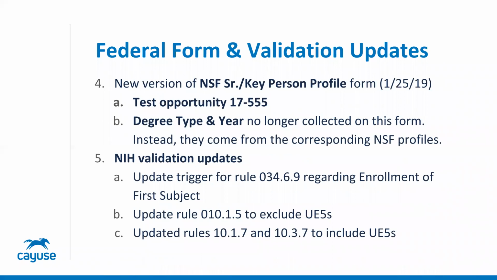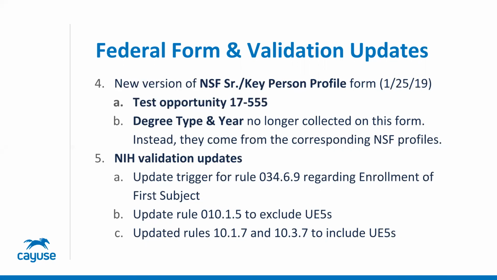The other NSF form that changed is the Senior Key Person Profile form. As with the cover page, this goes into production at NSF on 1/25. Again, the same test opportunity gives you a chance to take a look at this form. And the change that they've made here is that they are disabling the degree type and degree year fields. They're no longer collecting that information from proposals. Instead, that information is coming from NSF profiles.